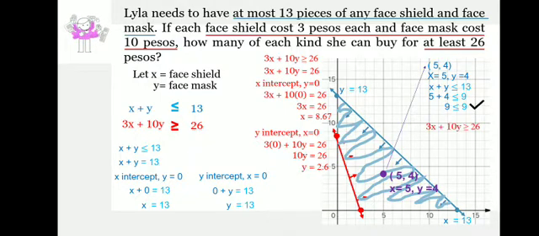Okay, next. Pwede din natin yan ipalit sa red equation. So, magiging 3 times 5 is 15, 10 times 4 is 40, so 55 is greater than or equal to 26. Tama ba yun? Yes, tama pa rin yun, no?